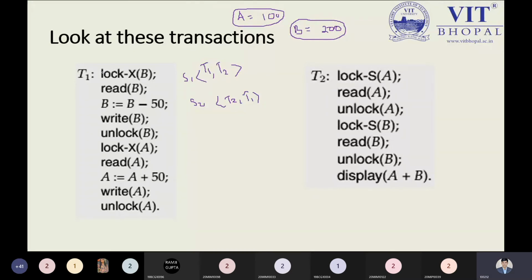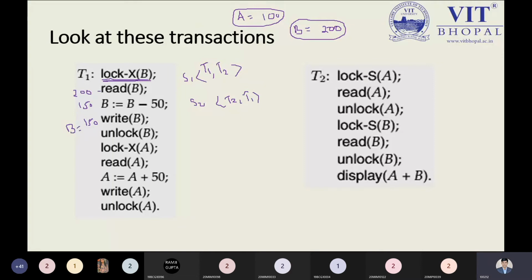So from lock-X, what I'm doing, I'm reading the B value. It means I'm applying the exclusive lock operation on the B data item. So I'm reading B, so here my value will be 200. I'm doing something, just deducting some value, so I will get 150. This 150 value will not be updated until I use the write operation. So if I'm performing the write operation over here on B, my final value of B will be updated inside the disk, that is 150.